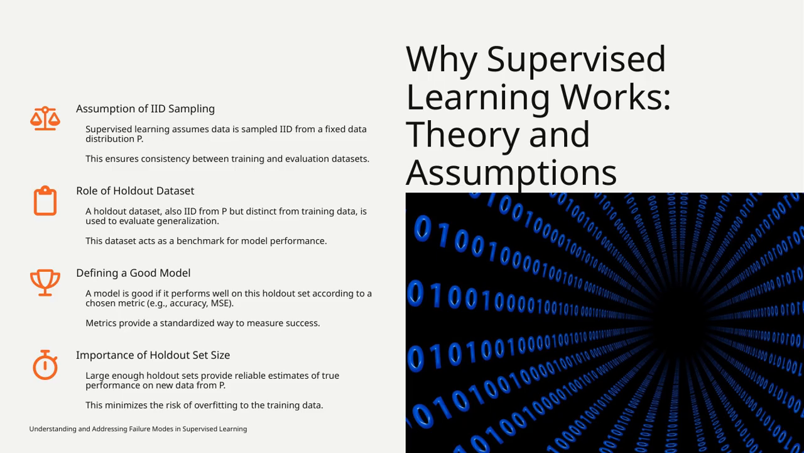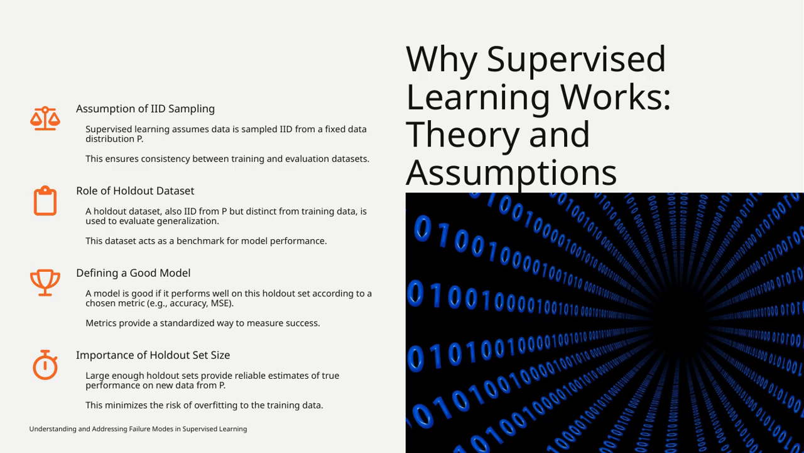Now, defining what makes a good model hinges on its performance on this holdout set. We select a metric, like accuracy or mean squared error, that provides a standardized way to assess success. A good model is one that performs well according to this metric, meaning it generalizes effectively beyond just the training data.